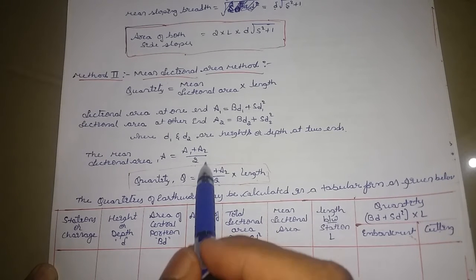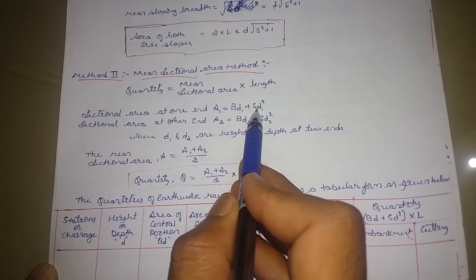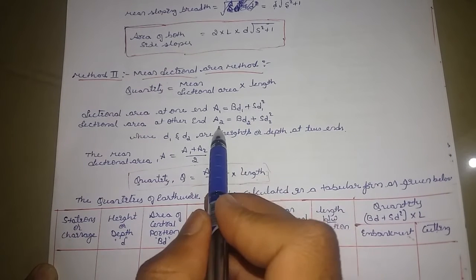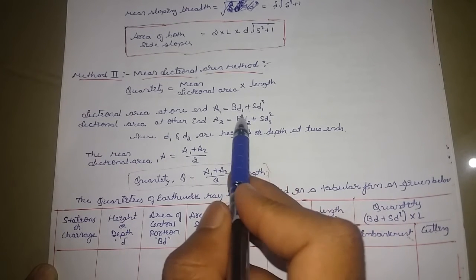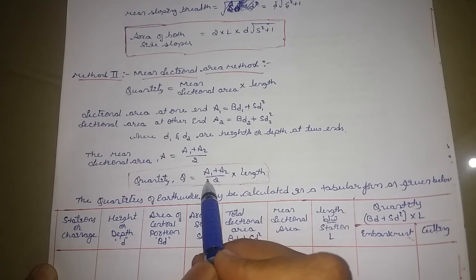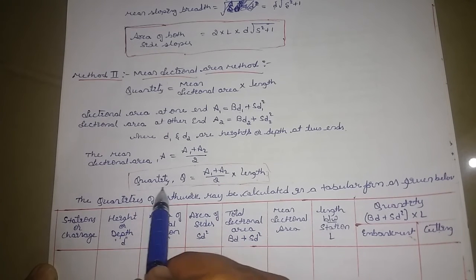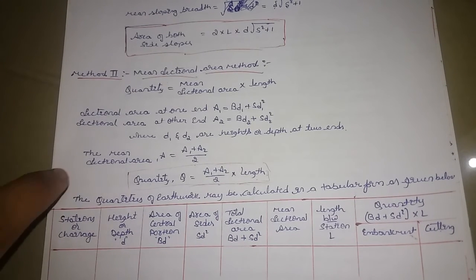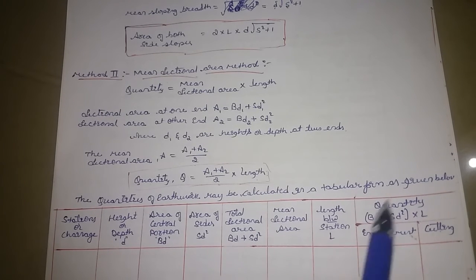Then what is A1? A1 is equal to capital B into D1 plus S into D1 square. Now what is A2? A2 is equal to B into D2 plus S into D2 square. If I get these values, I substitute the A1 value and the A2 value, divided by 2, into length, and you will get the total quantity. Okay, this is how we need to find out the total quantity. The quantity of the earthwork may be calculated in the tabular form as given below.